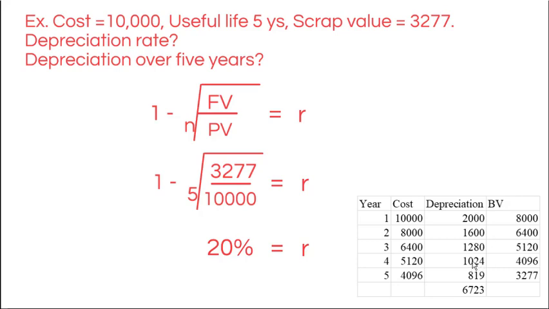Like this, you can see the depreciation amounts recognized annually are going to be reduced year by year. At the end of year 5, you can see the book value is equal to the residual value. So accordingly, it means our calculation is correct.